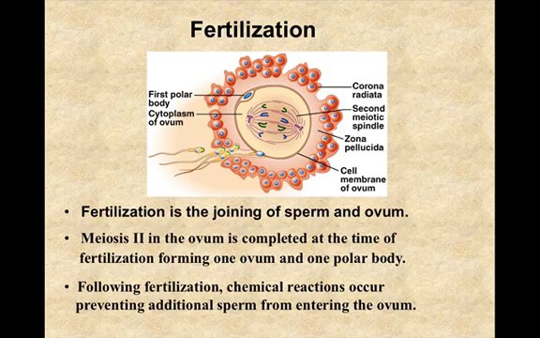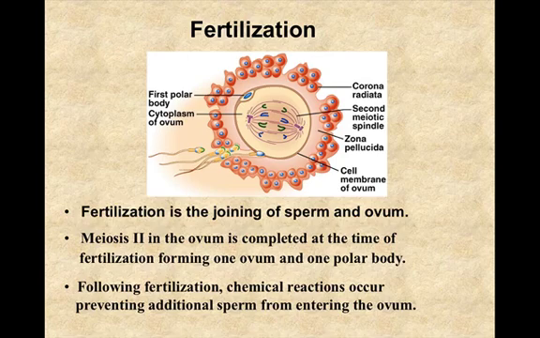Fertilization is the joining of the egg and the sperm. Meiosis II in the ovum is completed at the time of fertilization, forming one ovum and one polar body. During fertilization, chemical reactions occur, preventing additional sperm from entering the ovum. So, of all the sperm that are released, there's only one sperm that can fertilize that egg.